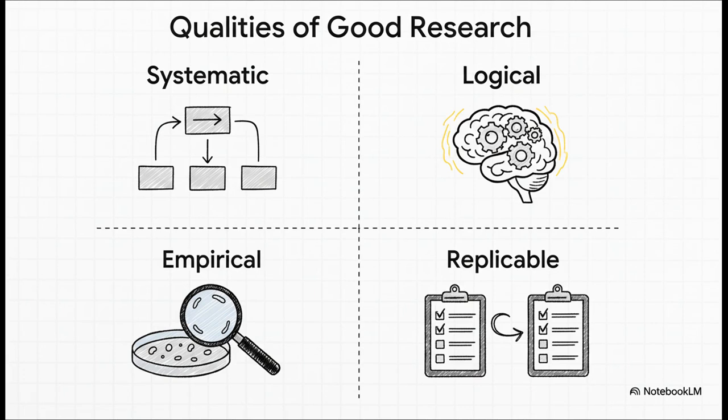So, building on that, all genuinely good research has these 4 essential qualities. It has to be systematic, it follows a clear, structured path. It has to be logical and guided by sound reasoning. It must be empirical, which means it's based on real-world data you can observe, not just theory. And, as we just saw, it absolutely has to be replicable.